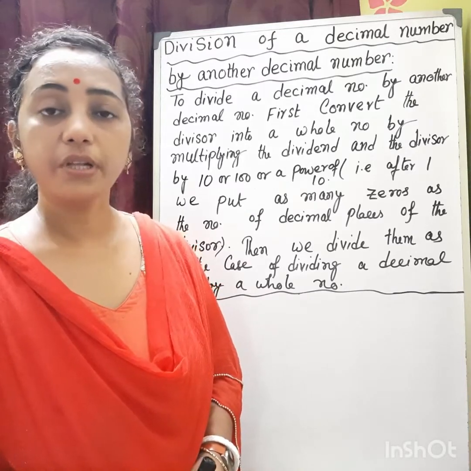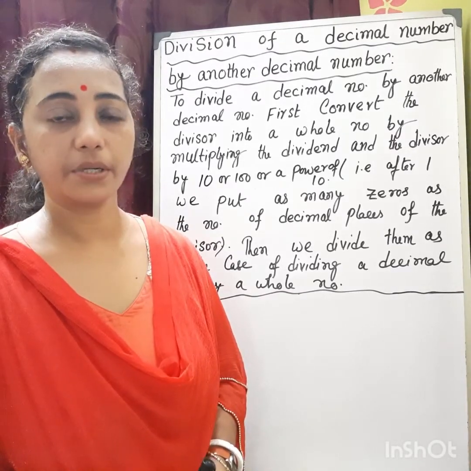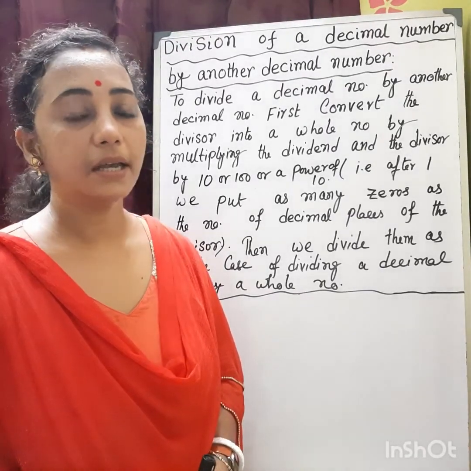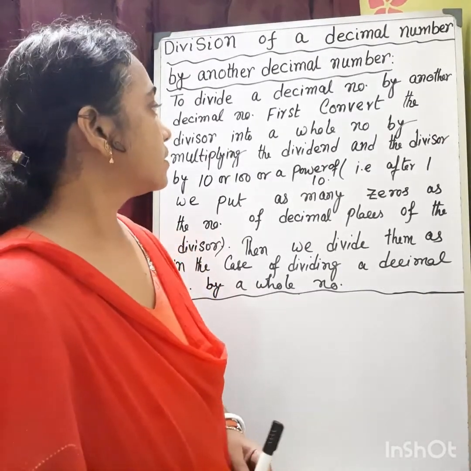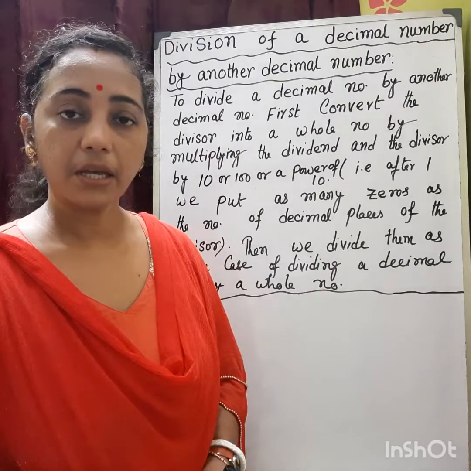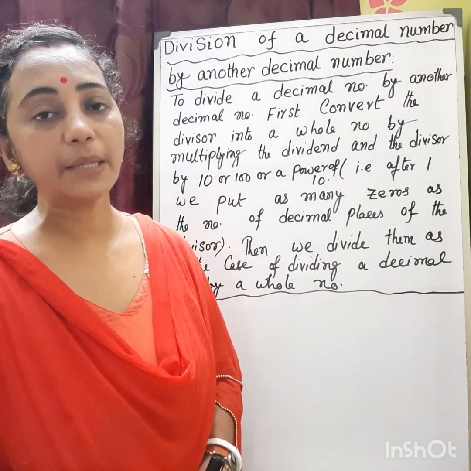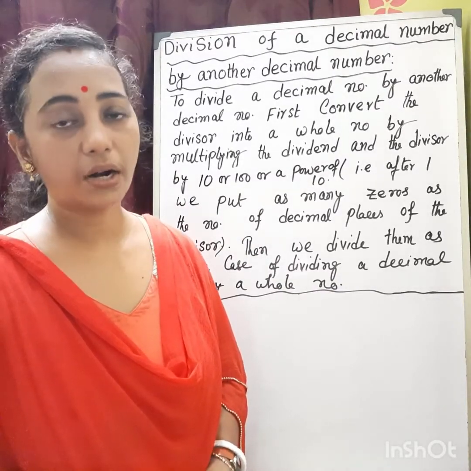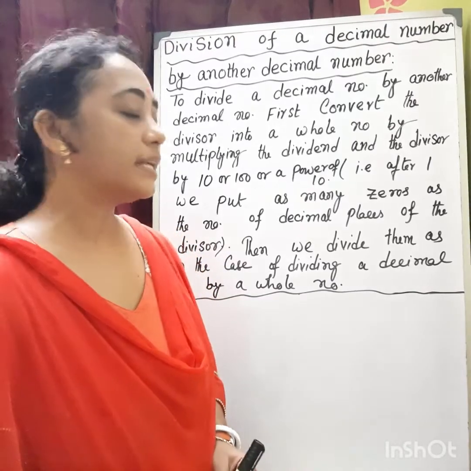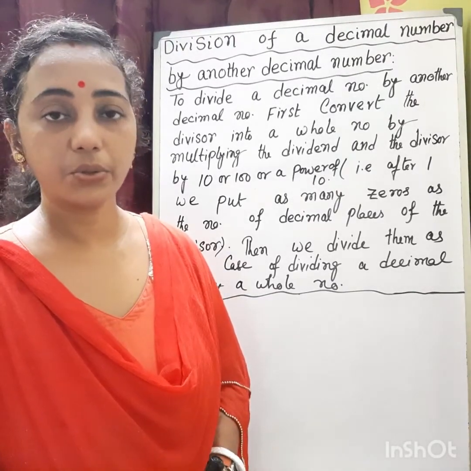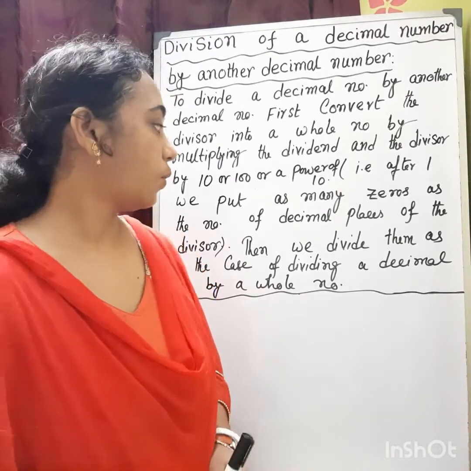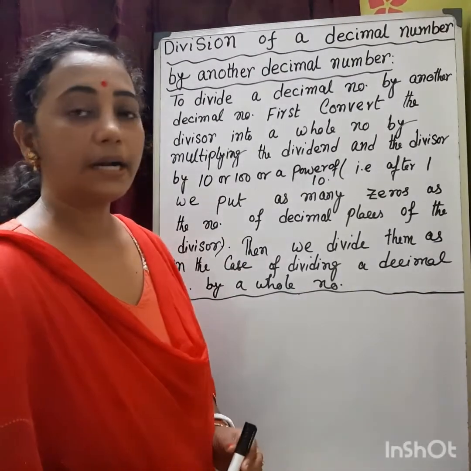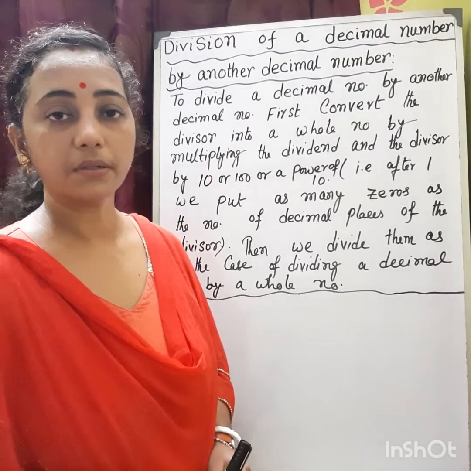Today in this video, you will learn about division of decimal numbers. Now let us see how to divide a decimal number by another decimal number. In this case, first we convert the divisor into a whole number by multiplying the dividend and the divisor by 10 or 100 or a power of 10. That is, after 1 we put as many zeros as the number of decimal places of the divisor. Then we divide them as in the case of dividing a decimal number by a whole number.